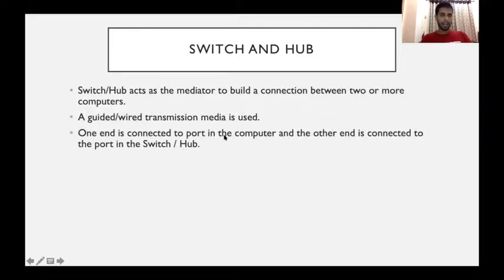So one end is connected to the port of the computer. What do you mean by port here? The port is especially the RJ45 port, the computer's internet port. That is the RJ45 port. So one end is connected to the port in the computer, and the other end is connected to the port in the switch or hub. Okay, so we have the wired connection.